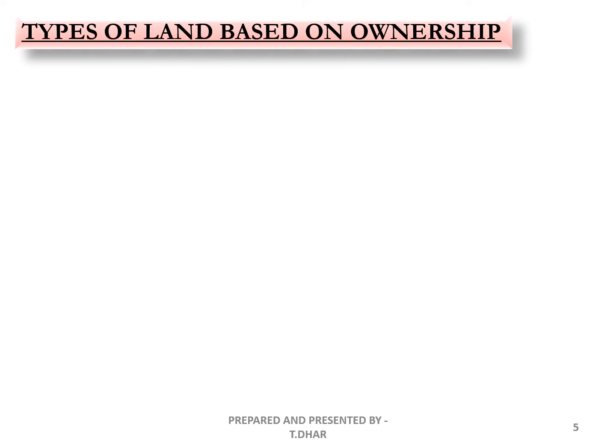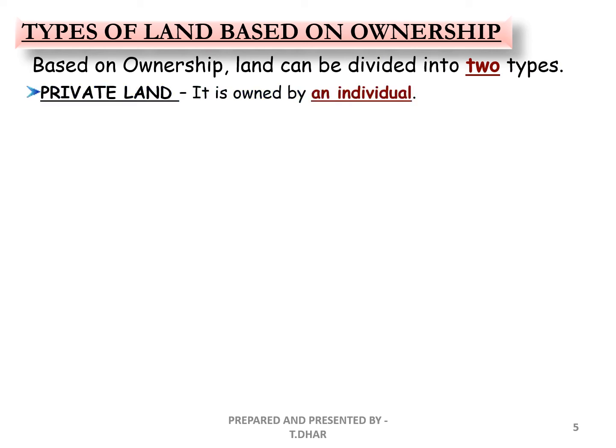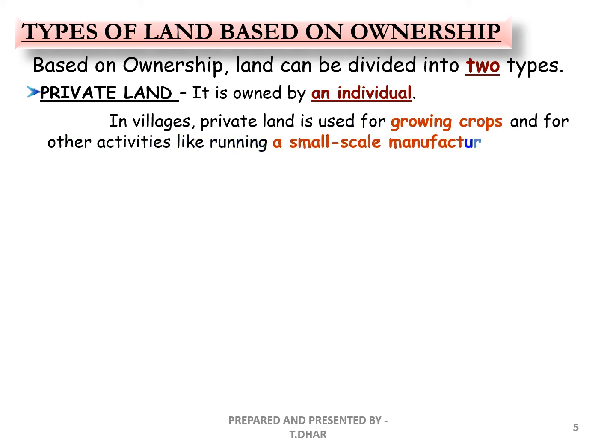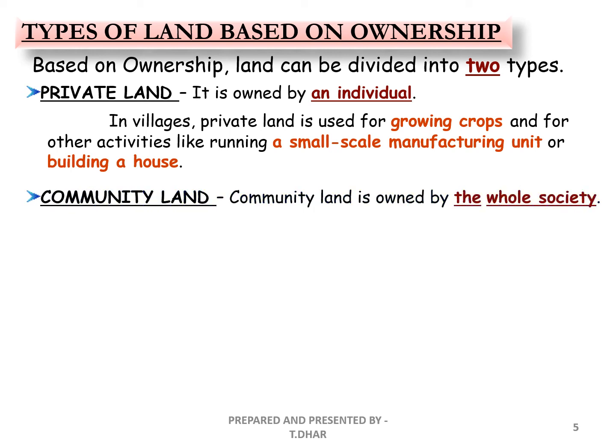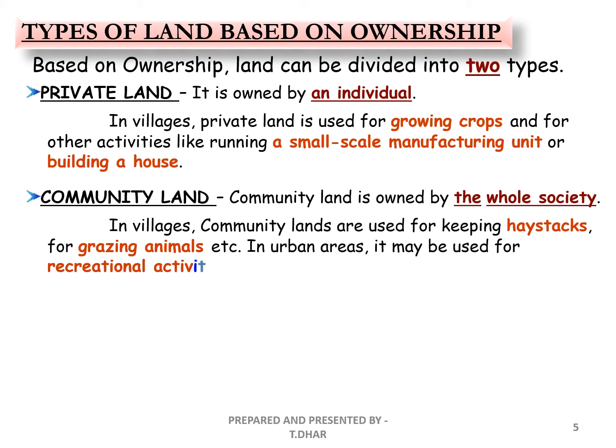The next topic under this land resources is the types of lands based on ownership. So what are the types of land based on ownership? Based on ownership, we have got two main types. The first one is private land. What is private land? It is owned by an individual. In villages, private land is used for growing crops and for other activities like running a small-scale manufacturing unit or building a house, whereas the community land is owned by the whole society.